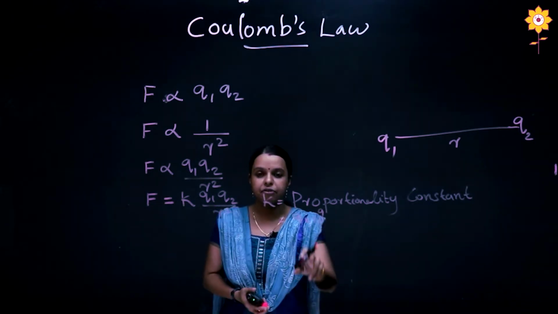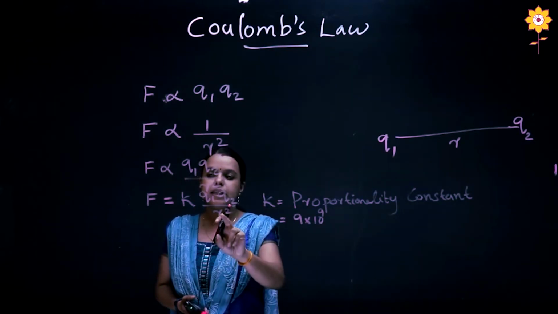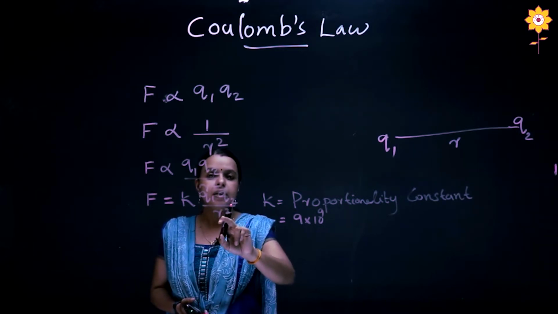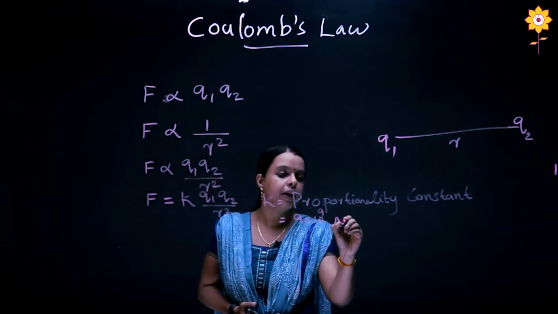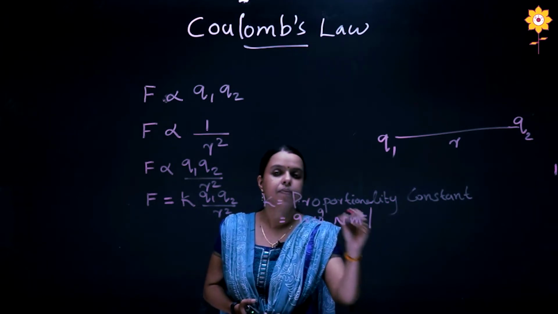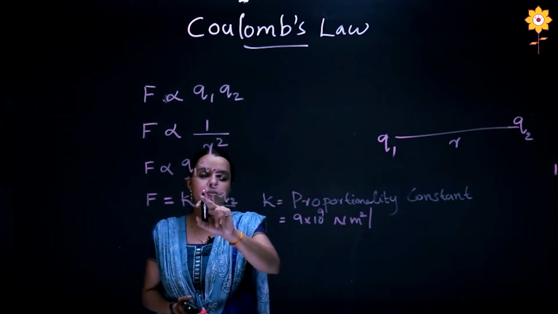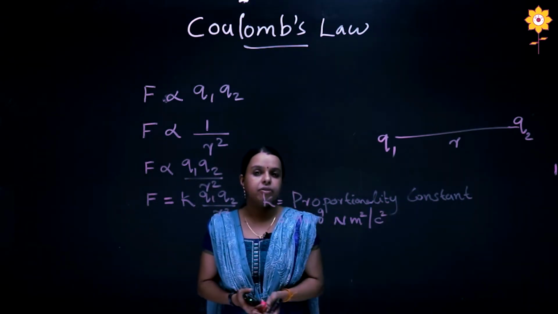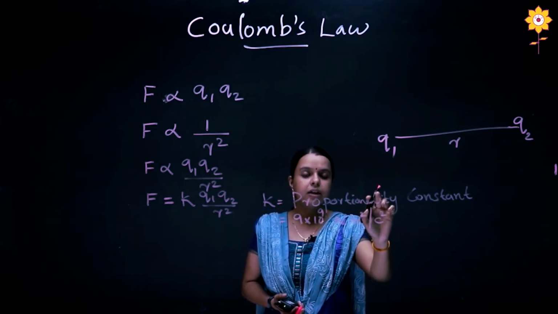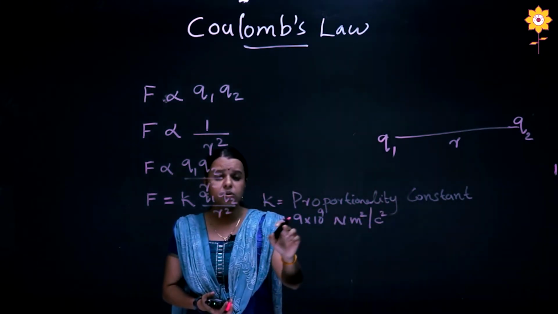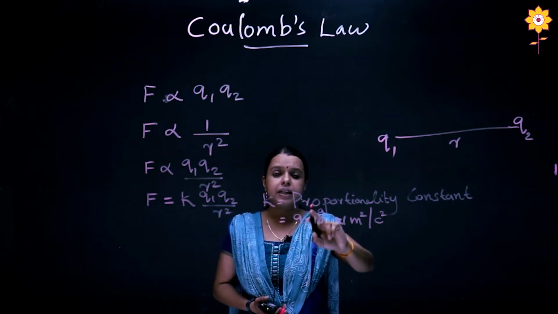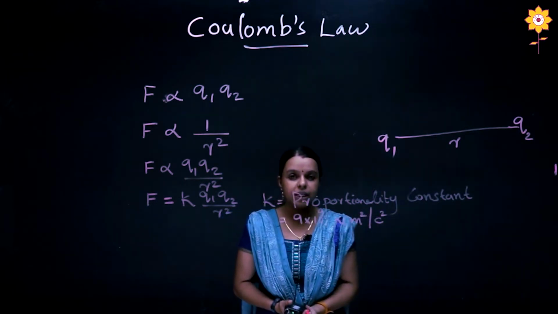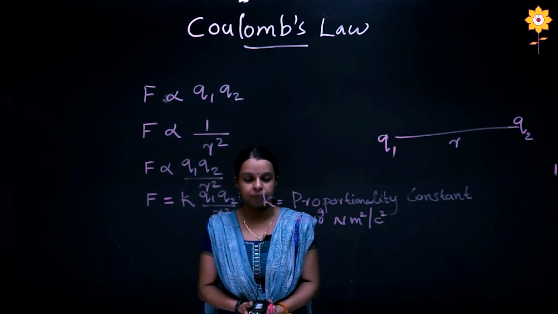From this equation we can find the unit of K. The unit of force F is Newton, and r will be in meters. So it will be Newton meter square by the unit of charge, Coulomb into Coulomb, that is Coulomb square. So the unit of K will be Newton meter square upon Coulomb square. The value of K will be 9 into 10 raised to 9 only if the two charges are placed in air or vacuum.